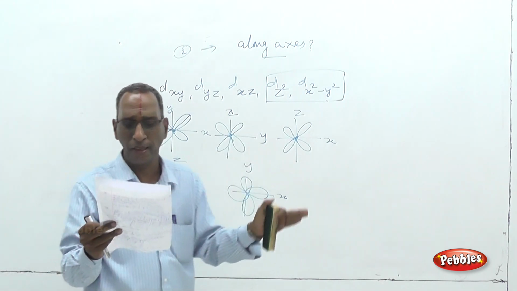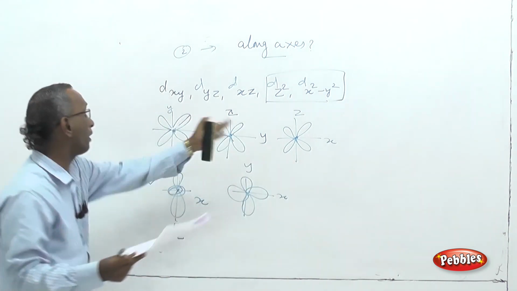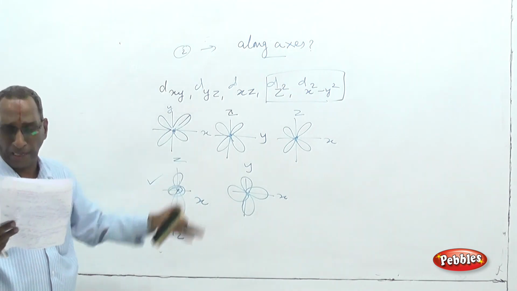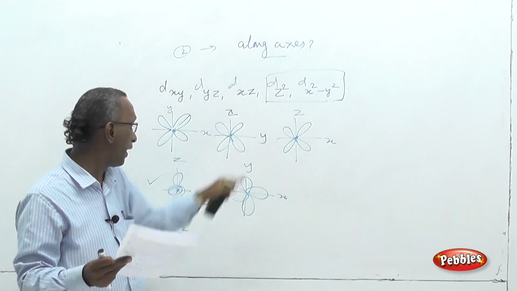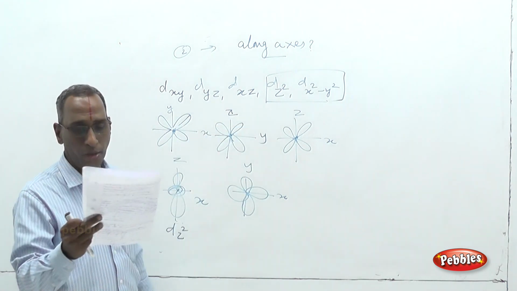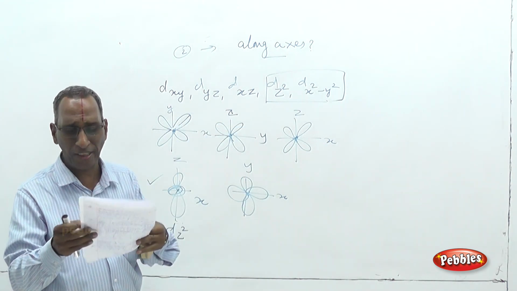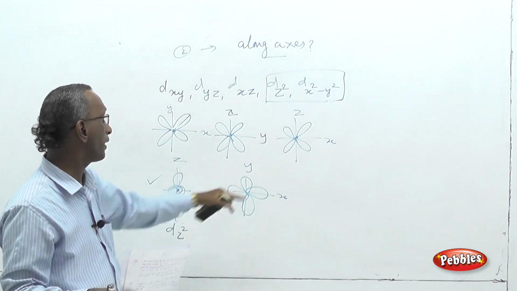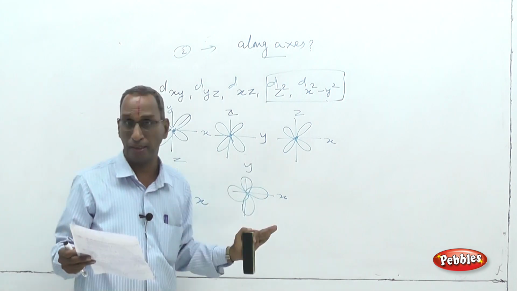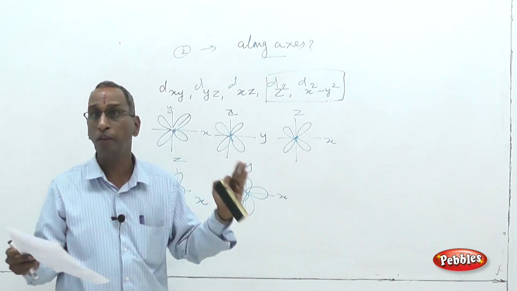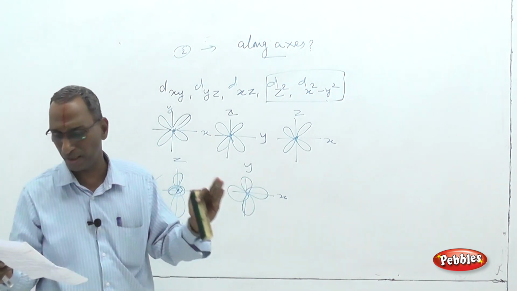Second choice reads as dxz and yz. They are not correct. They are not along the axis. Third choice reads as dz squared and x squared minus y squared, the correct choice. Fourth choice, xy and x squared minus y squared: along the axis, xy is not along the axis. In this way you have to note it. So this finishes the tackling.